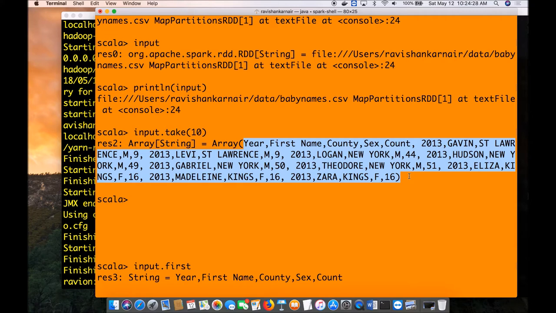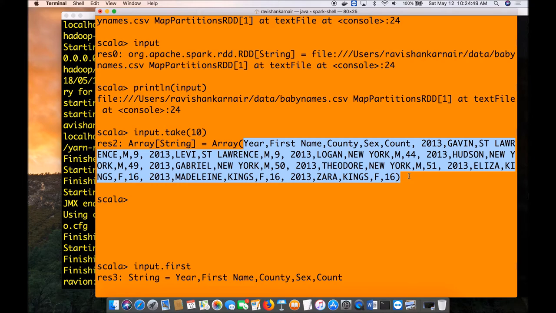Your string is this, and I told input.first. But why is first only up to this, why is first not up to M9? Why is first only that line? Where did you tell that?